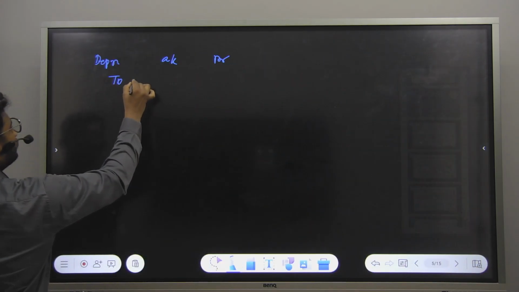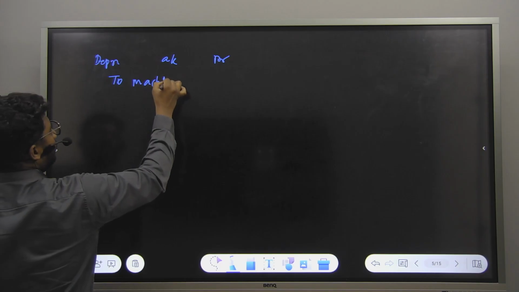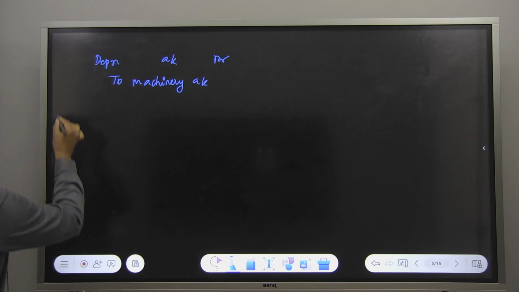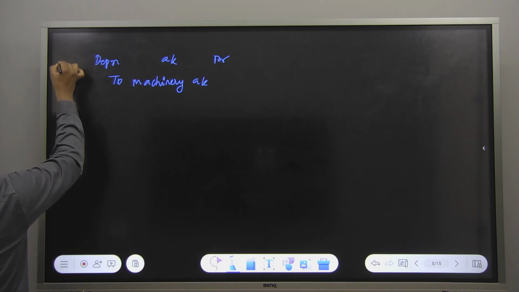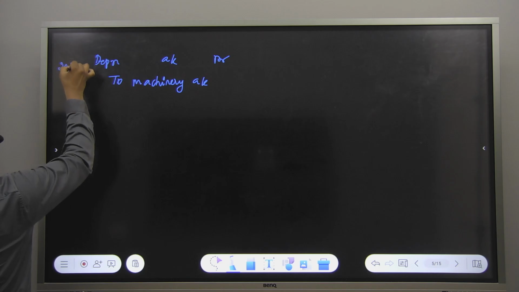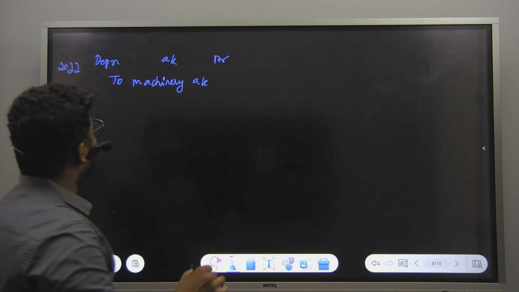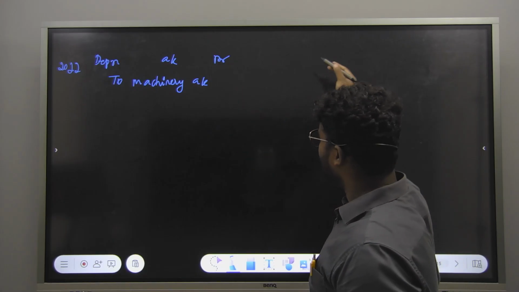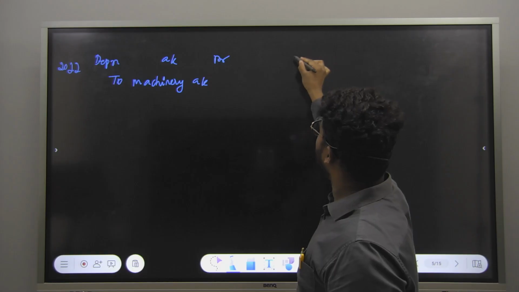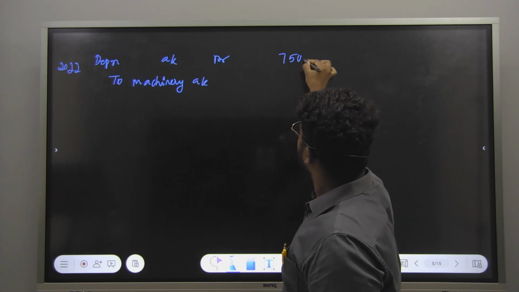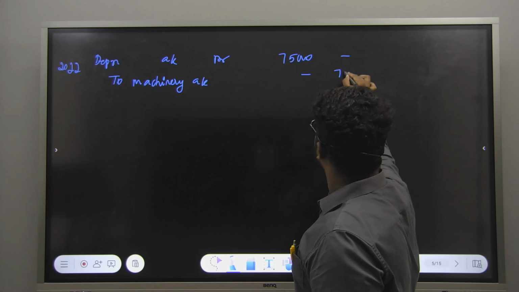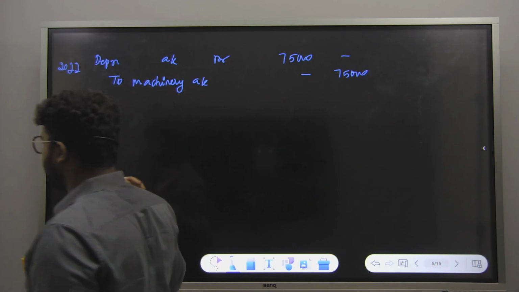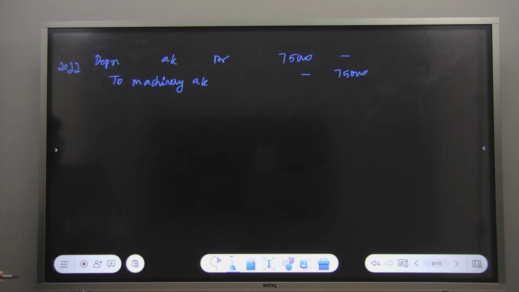So to machinery account. This entry is for the first year, the year 2022. Depreciation account debit to machinery account. The amount we have already calculated, that is 75,000, being depreciation charged on machinery.